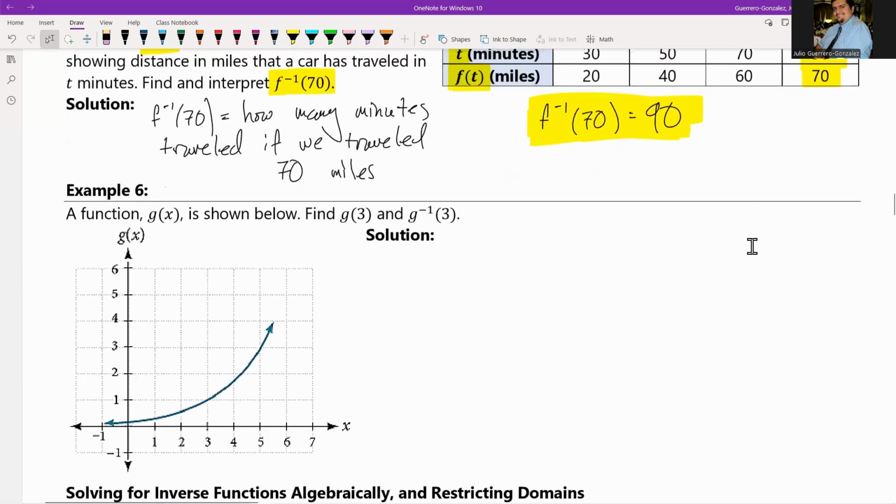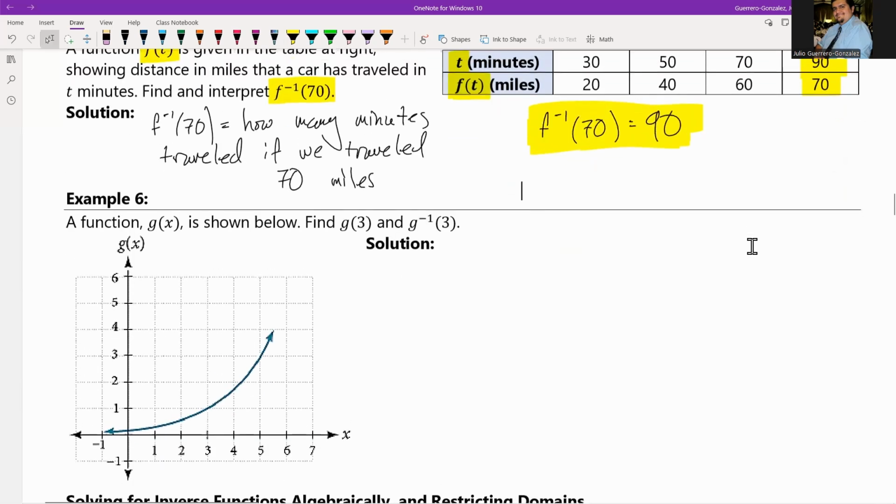Okay. Next example, we can grab inverses from functions from graphs themselves. The first one is not bad. Let's first find g of 3. This is telling us my 3 is my input, my x value. What is my output? I'm going to do a purple point. We are looking at this point right here. For this one, the input is 3, my x value is 3. My output is 1. So it's equal to 1.